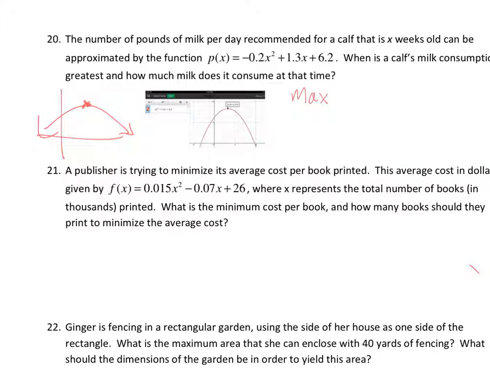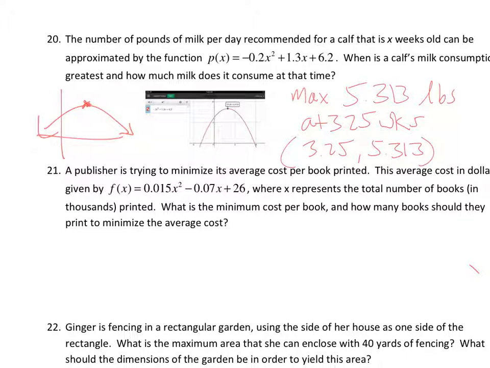So at 3.25 weeks, that was the x value. The y value is 5.313. Okay, so the max is 5.313 pounds at 3.25 weeks. Okay, so we found the max there.